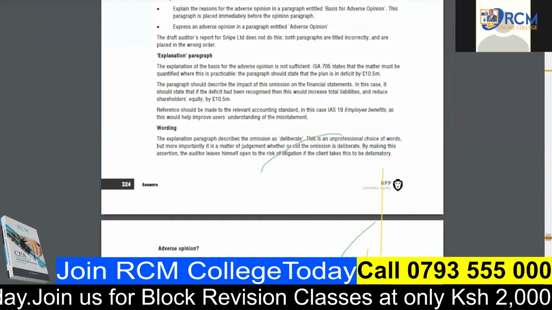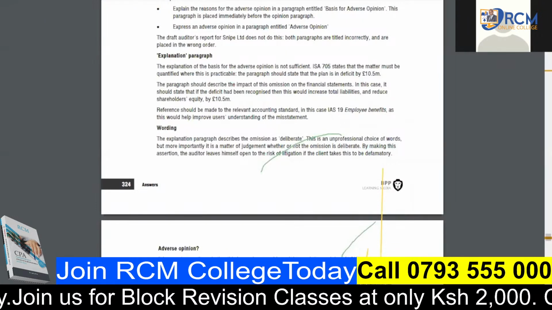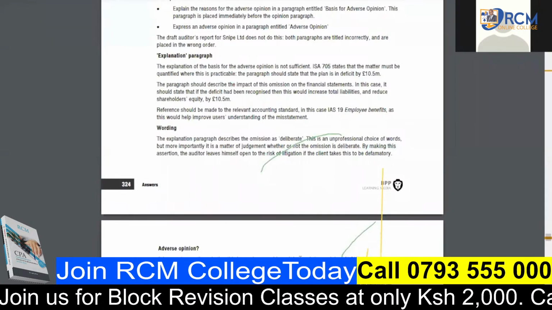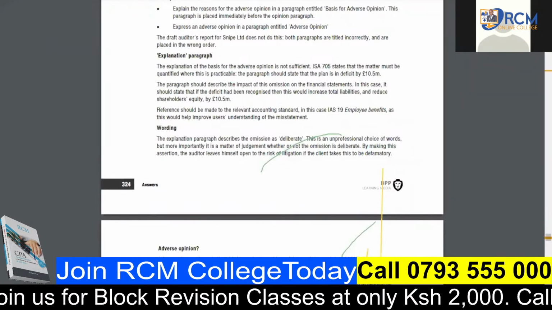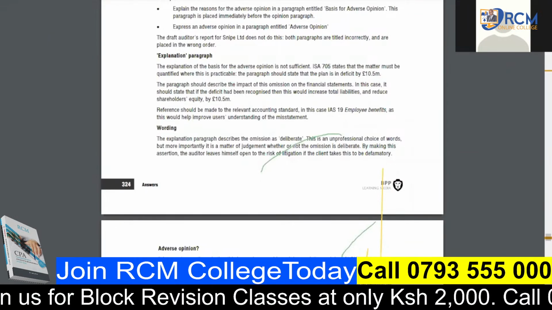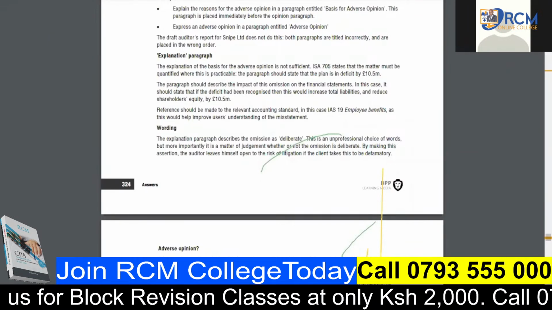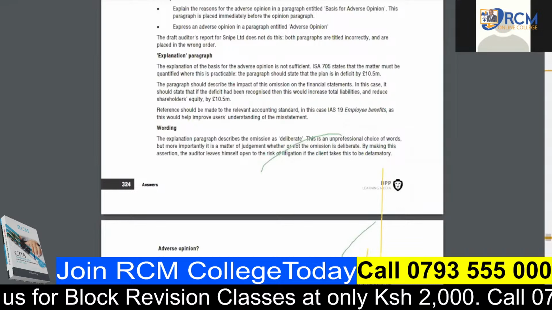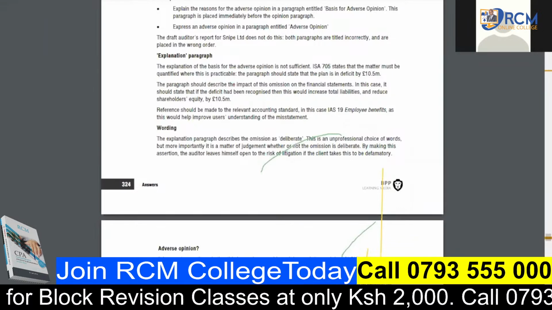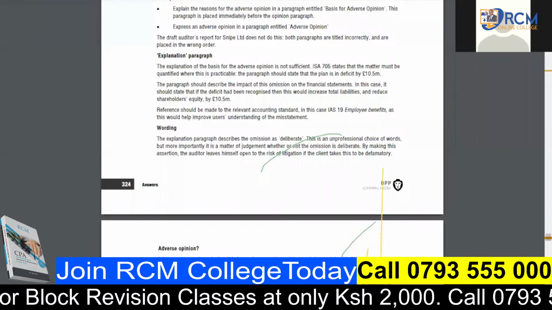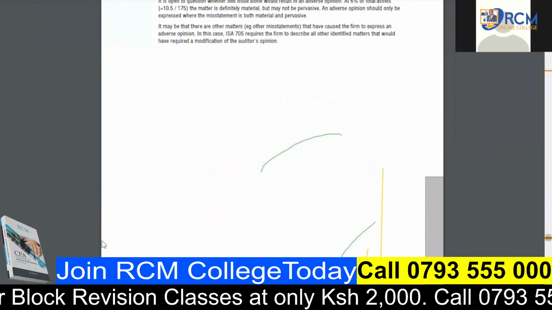Adverse opinion. It is open to question whether the issue alone would result in an adverse opinion. At 6% of total assets, using the materiality we set, the matter is definitely material, but may not be pervasive. An adverse opinion should only be expressed when the misstatement is both material and pervasive. So I hope you have grasped that at a high level.